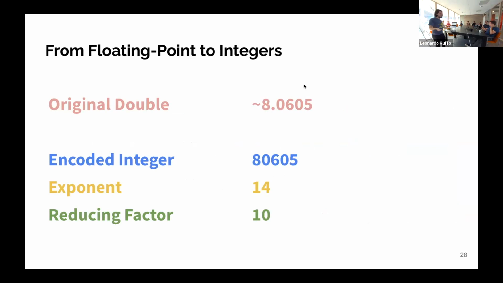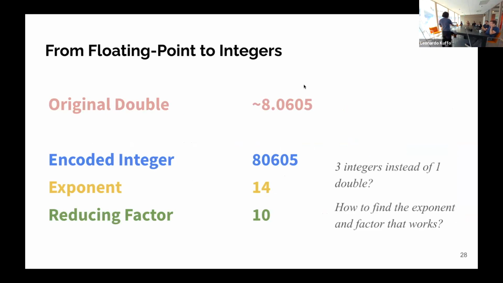Isn't this really worse than having just the double of 64 bits? Because now we have three integers. Isn't this worse? And also, how do you find that exponent and reducing factor? Like right now, I have just given that to you, but how do we find that? Really, is it hard to find? Is it easy to find?